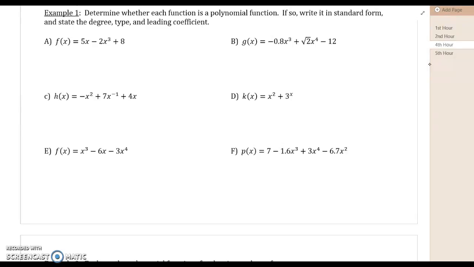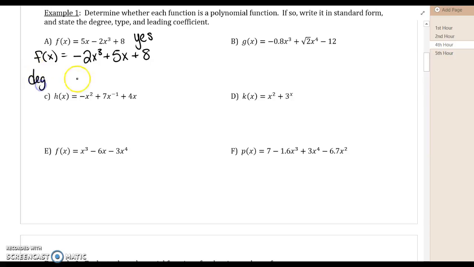So A, is A a polynomial? Yes. The coefficients 5, -2, and 8 are definitely real numbers, and the exponents 1, 3, and 0 are positive whole numbers. So yes, it is a polynomial. Write it in standard form. We need to write the x to the third term first. Don't forget to attach that negative to that term. So -2x to the third plus 5x plus 8. That is written in standard form.